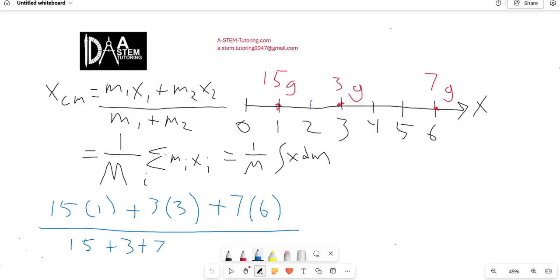Now, even before we run the numbers, we should expect the center of mass to pull somewhat towards the left of this spread of masses because the 15-gram mass on the left is much heavier than the other two masses. So, let's run the numbers.